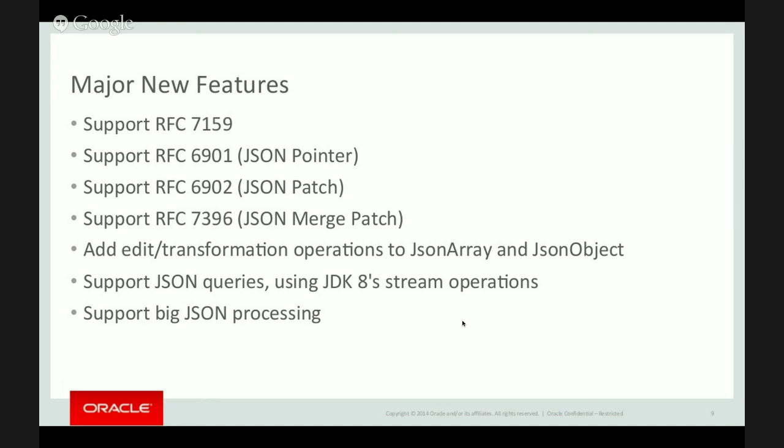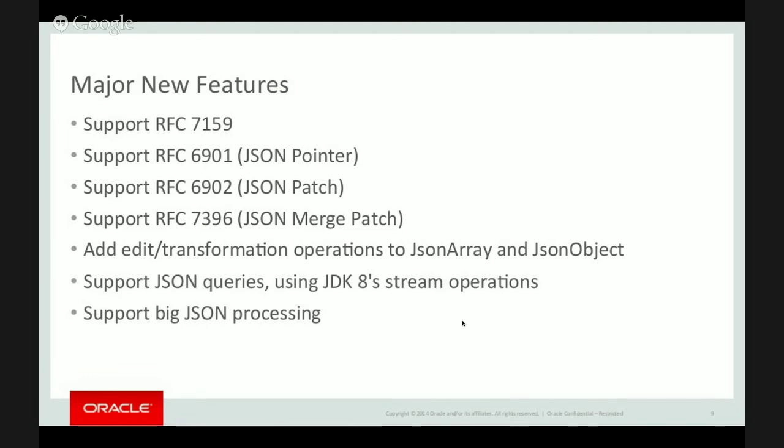And in this release of JSON-P, we have also decided to require JDK 8. In JDK 8, we all know that it introduced very useful features like lambda expressions and stream operations. And since the JSON object model is actually built on top of Java arrays, Java lists, and Java maps, it lends itself to doing JSON queries with the JDK 8 stream operations.